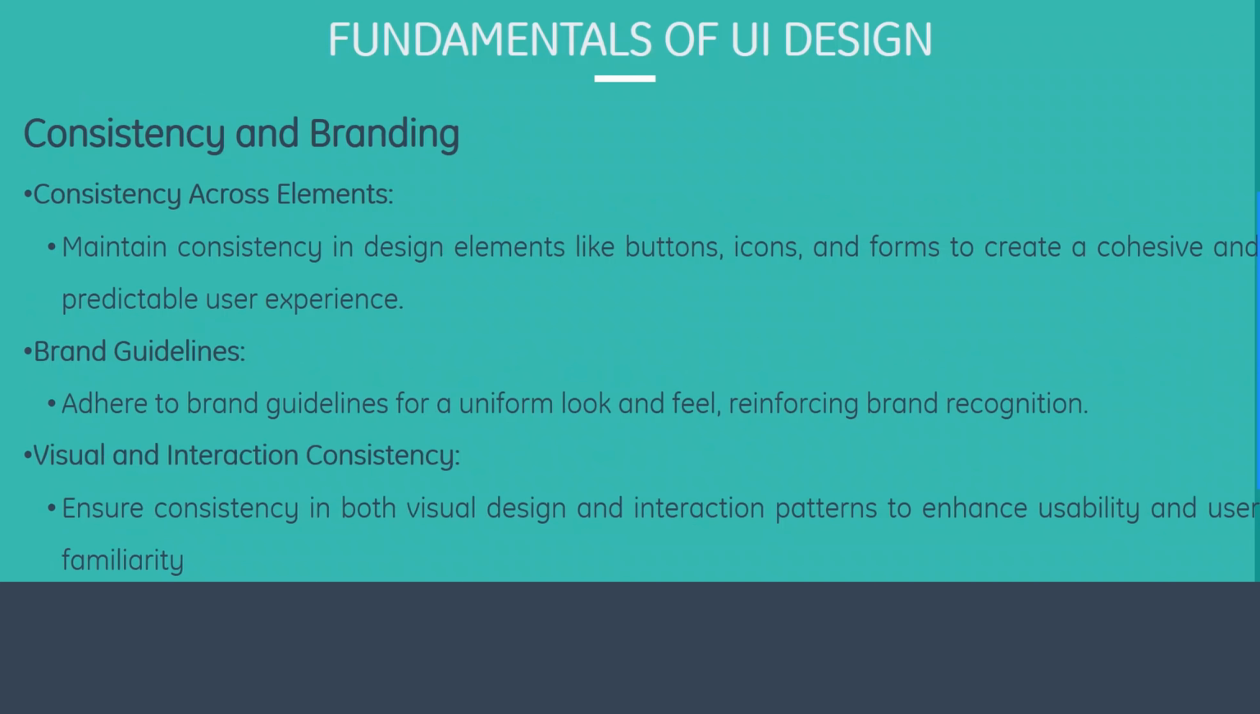Next, we have consistency and branding. Firstly, we have consistency across elements: maintain consistency in design elements like buttons, icons, and forms to create a cohesive and predictable user experience. Then we have brand guidelines. Adhere to brand guidelines to form a uniform look and feel, reinforcing brand recognition. Then we have visual and interactional consistency. Ensure consistency of both visual design and interaction patterns to ensure usability and user familiarity.